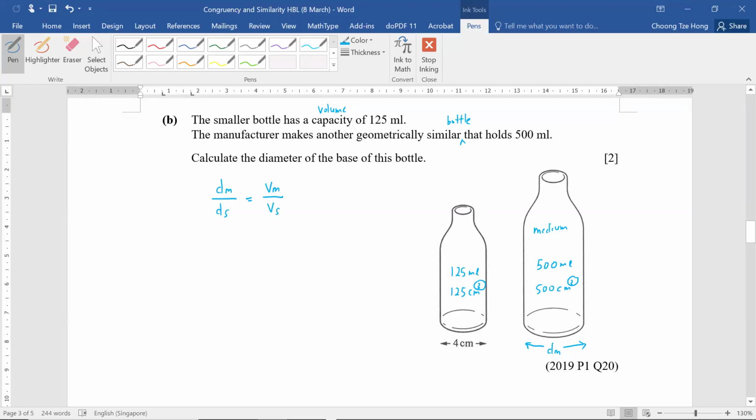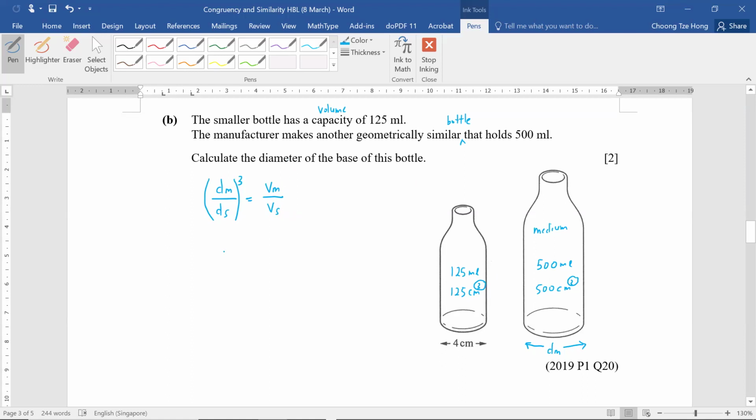But remember over here we have cube. The relationship is cube. You always cube the ratio of the length, not the volume. Because remember, the unit for length is cm only. When you cube it, you get cm cube. That's where you equate it to the ratio of the volume.